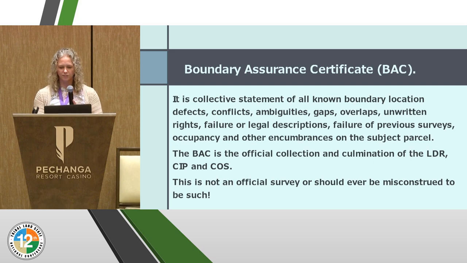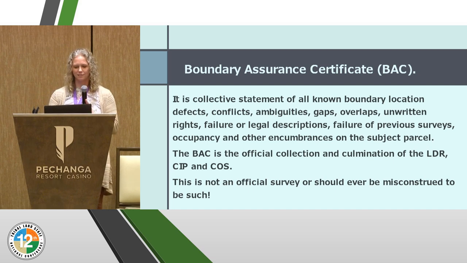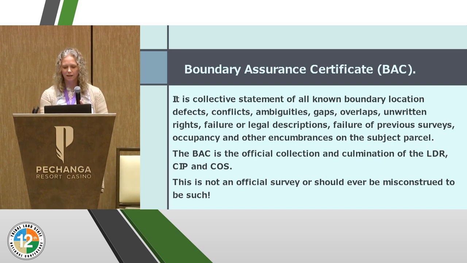So again, it is just compiled from all of the information from the land description review, the chain of survey, the certificate of inspection and possession, and all of those to identify any known boundary defects, conflicts, or ambiguities, gaps, overlaps, unwritten laws, et cetera. It is not an official survey. It's an opinion to the risk associated with the current or intended use of that land.